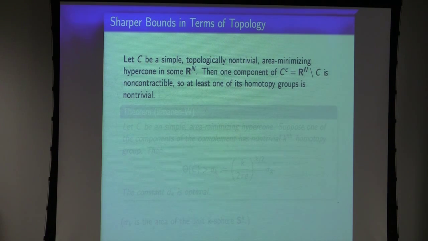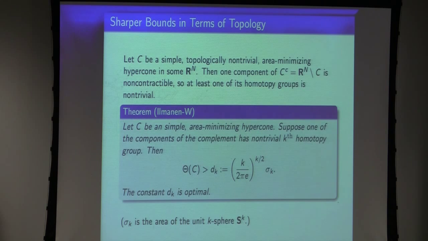proved some sharper bounds in terms of topology. So remember, the definition of being topologically non-trivial is that one of the components is non-contractible. Well, if a component is non-contractible, it means it has some non-trivial homotopy group. And so you could then ask for a bound in terms of which homotopy group is non-trivial. Instead of just saying non-trivial, you could say, well, suppose it's not simply connected, or suppose pi 2 of it is non-zero, and so forth. And it turns out our methods let you answer that question as well.